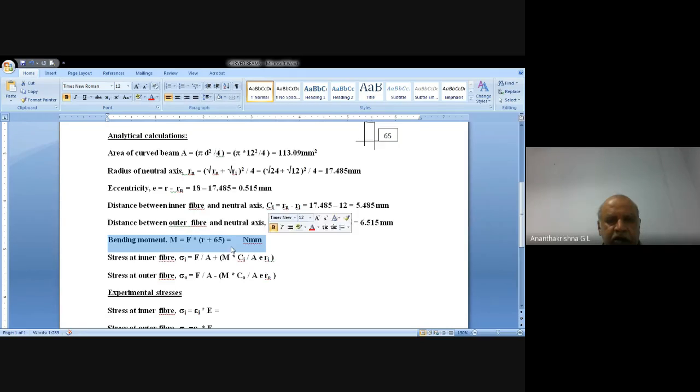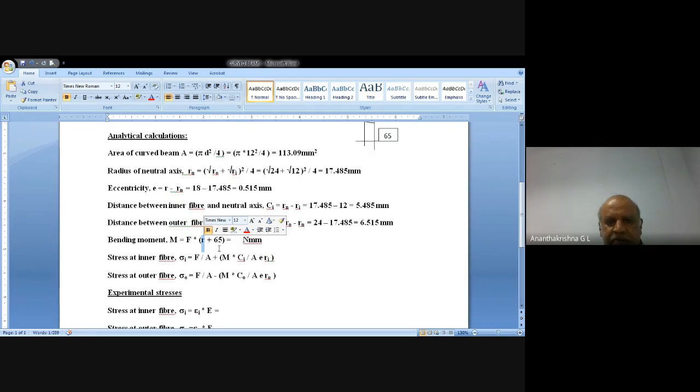Bending moment you find out for a force of 5 kg, 10 kg, 15 kg. Are you with me? Yes, sir. For 5 kg force, find out moment, find out sigma inner and sigma outer. For 10 kg force, that is 10 into 9.81. 5 kg is 5 into 9.81. 15 is 15 into 9.81. That is going to be the force.